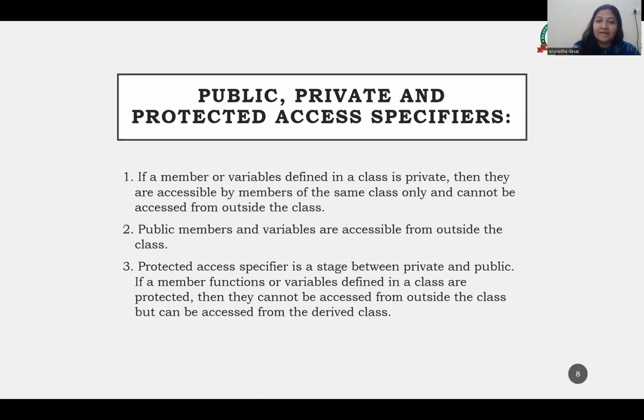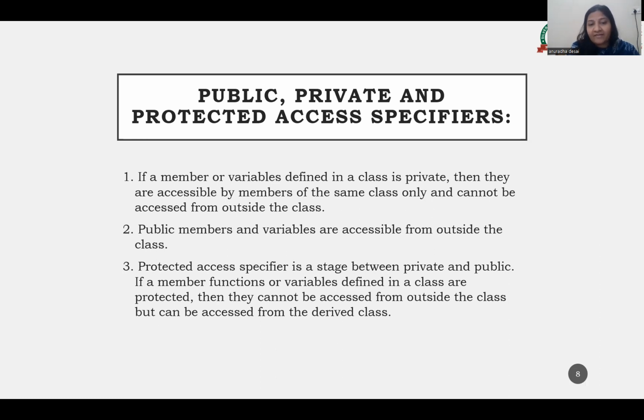So when the base class is privately inherited by the derived class, public members of the base class become the private members of the derived class, and therefore the public members of the base class can only be accessed by the member functions of the derived class. Okay, they are inaccessible to the objects of the derived class.